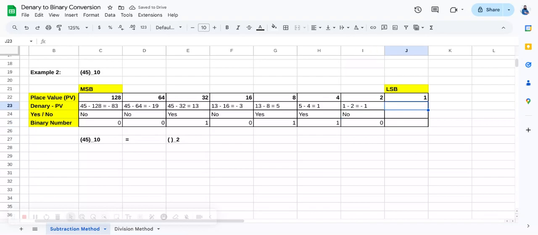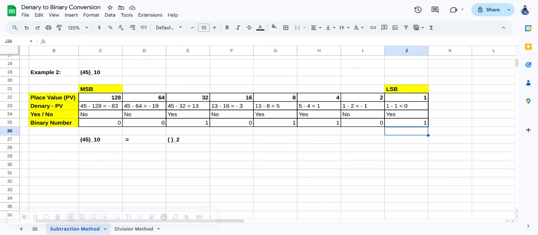Now the last column with LSB. So we have our positive number, which is this positive 1. So 1 minus 1 is equal to, we get 0, which is a non-negative number. So we will write here yes, and we will write here 1. So our table is completed already.